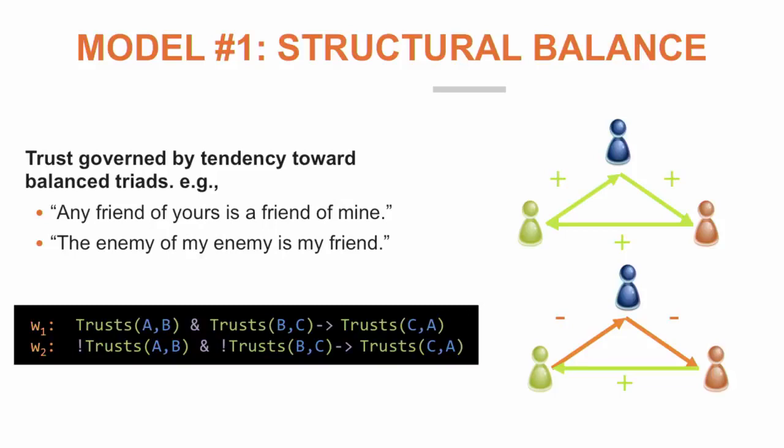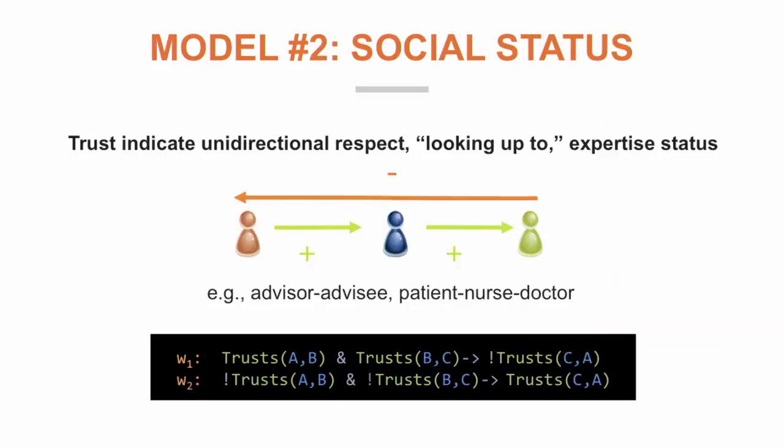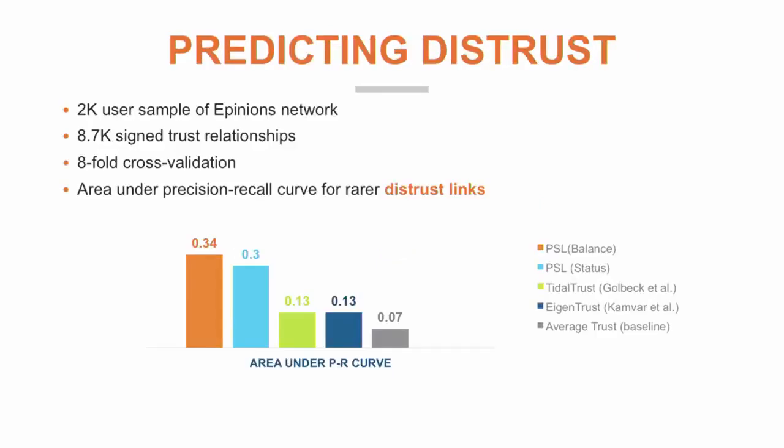But then the second model that comes from the literature is something called social status. And this is when you're in kind of a more hierarchical setting where you look up to the people above you on the hierarchy and you distrust the people below you in the hierarchy. So in this model, you have if A trusts B and B trusts C, then C doesn't trust A. And again, you have some collection of different valences for these triangles. But the cool thing is it's really easy to encode this as a PSL model. And this is work that Bert Wong, former postdoc, led, where we compared to existing approaches in the literature, and both of the PSL approaches did significantly better.